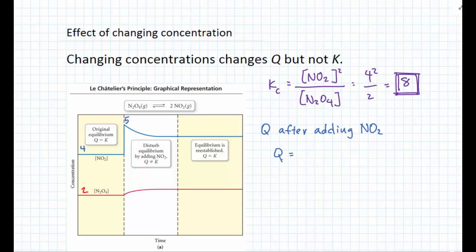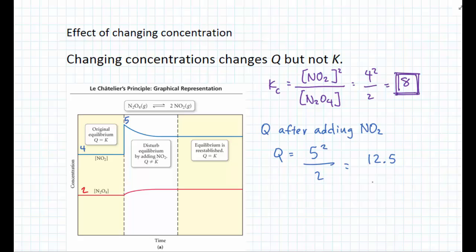So right at this point right here, NO2 is now 5, which we have to square. N2O4 is still 2. Okay? It is 12.5. Our Q is now too high.